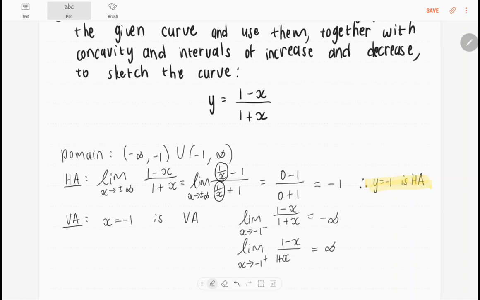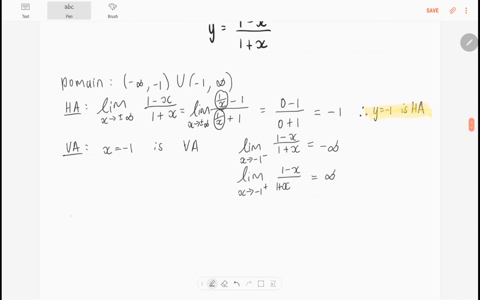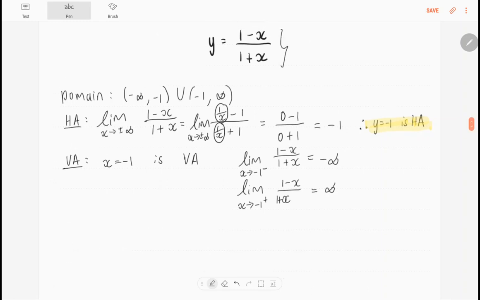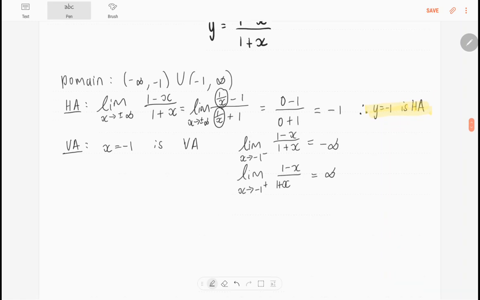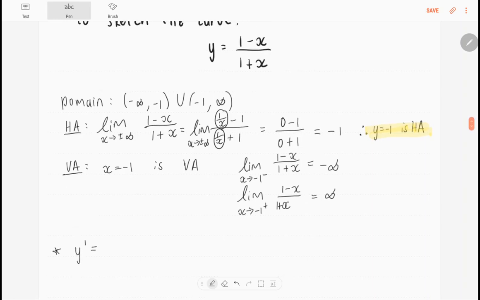Next step is going to be to look at where the function increases or decreases. And to look at that, we have to look at our first derivative. So I'm going to take my function y equals 1 minus x over 1 plus x, and I'm going to work out the first derivative. So y's derivative is going to be, so I have the bottom multiplied by the derivative of the top minus the top multiplied by the derivative of the bottom, over the bottom squared.